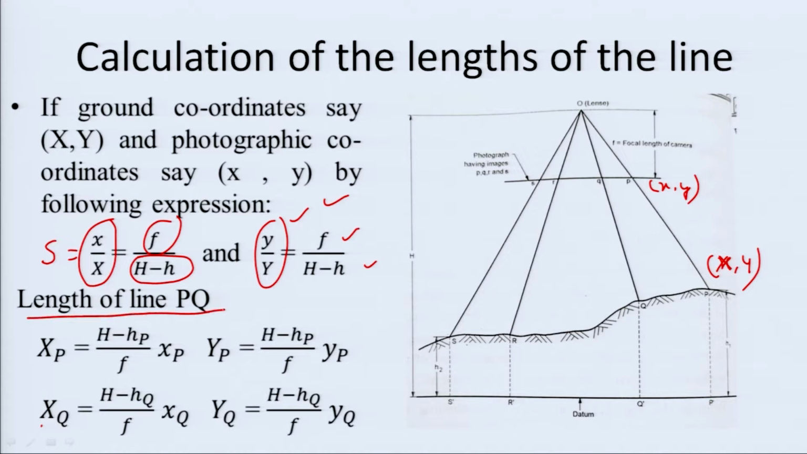Now, the length of line PQ can be calculated by using the equations, that is at point P, xp is equal to capital H minus small hp upon focal length into small xp. Similarly, the y coordinate at ground level at point P is represented by capital H minus small hp upon focal length into yp, that is the coordinate on a photograph.